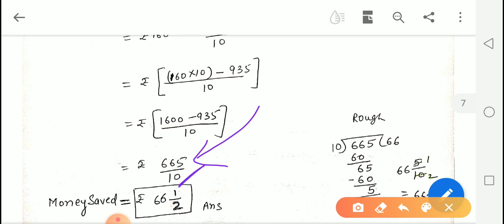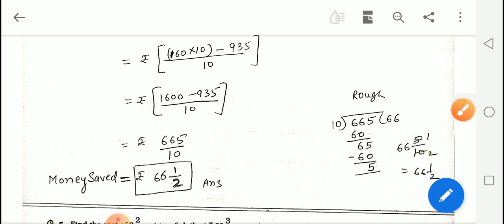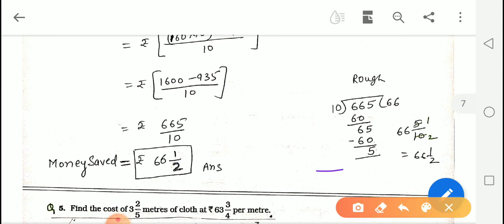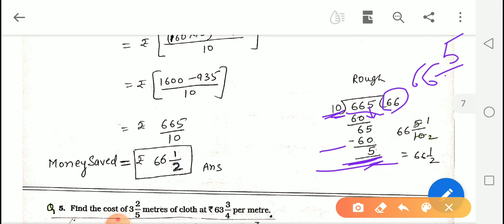Now this is an improper fraction. So in rough, we will convert this improper fraction into a mixed fraction. 665 divided by 10. 10 6s are 60. Here we will do subtraction. Then we will copy down this, a simple division. Then again 10 is multiplied by 6 to get 60. Here 5 is the remainder. So we will write this 66 and 5 is the remainder upon 10.